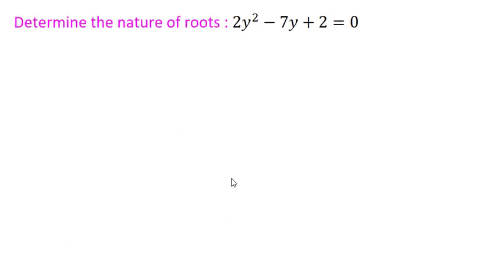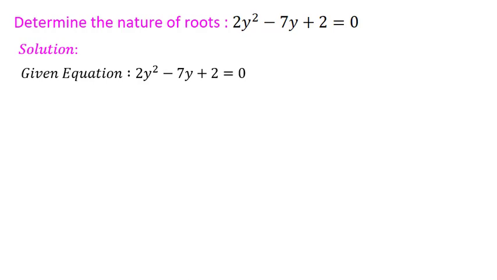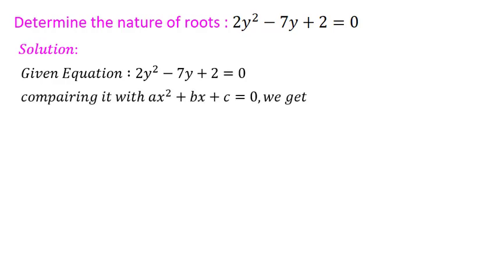Determine the nature of roots of root 2y square minus 7y plus 2 equal to 0. Now we have to determine the nature. Nature means whether roots are real or equal or non-real, like that. So for that also again we have to first find discriminant. Let the given equation be 2y square minus 7y plus 2 equal to 0. We will compare it with ax square plus bx plus c equal to 0. We get value of a as 2, value of b as minus 7 and value of c as 2.